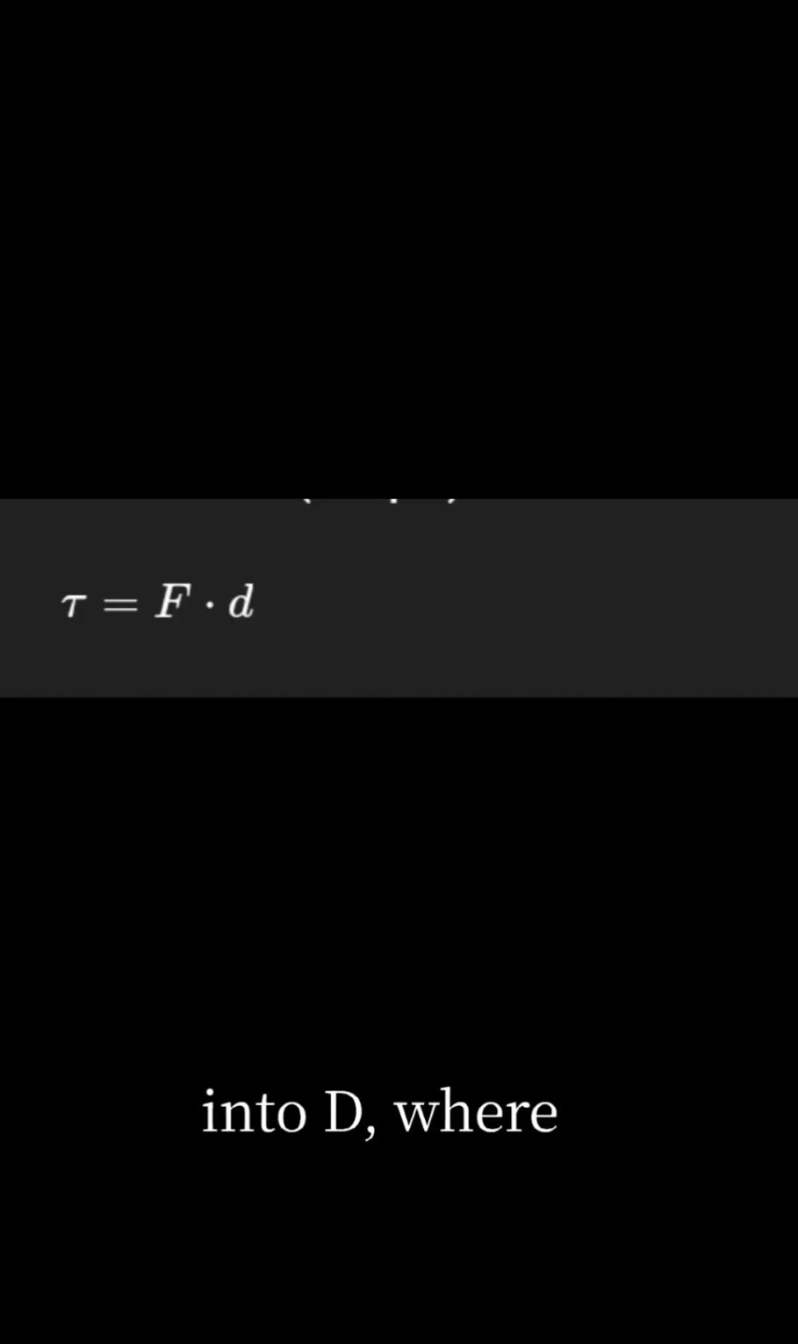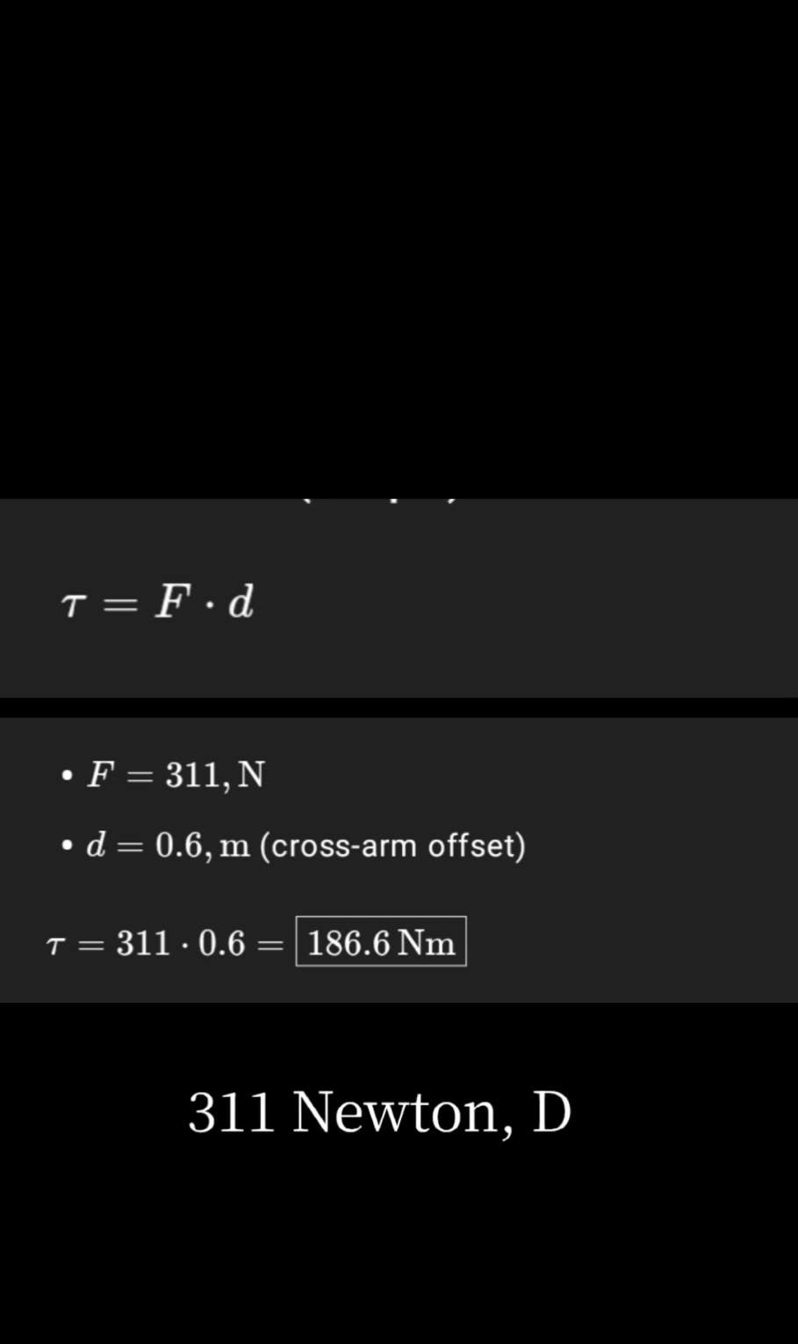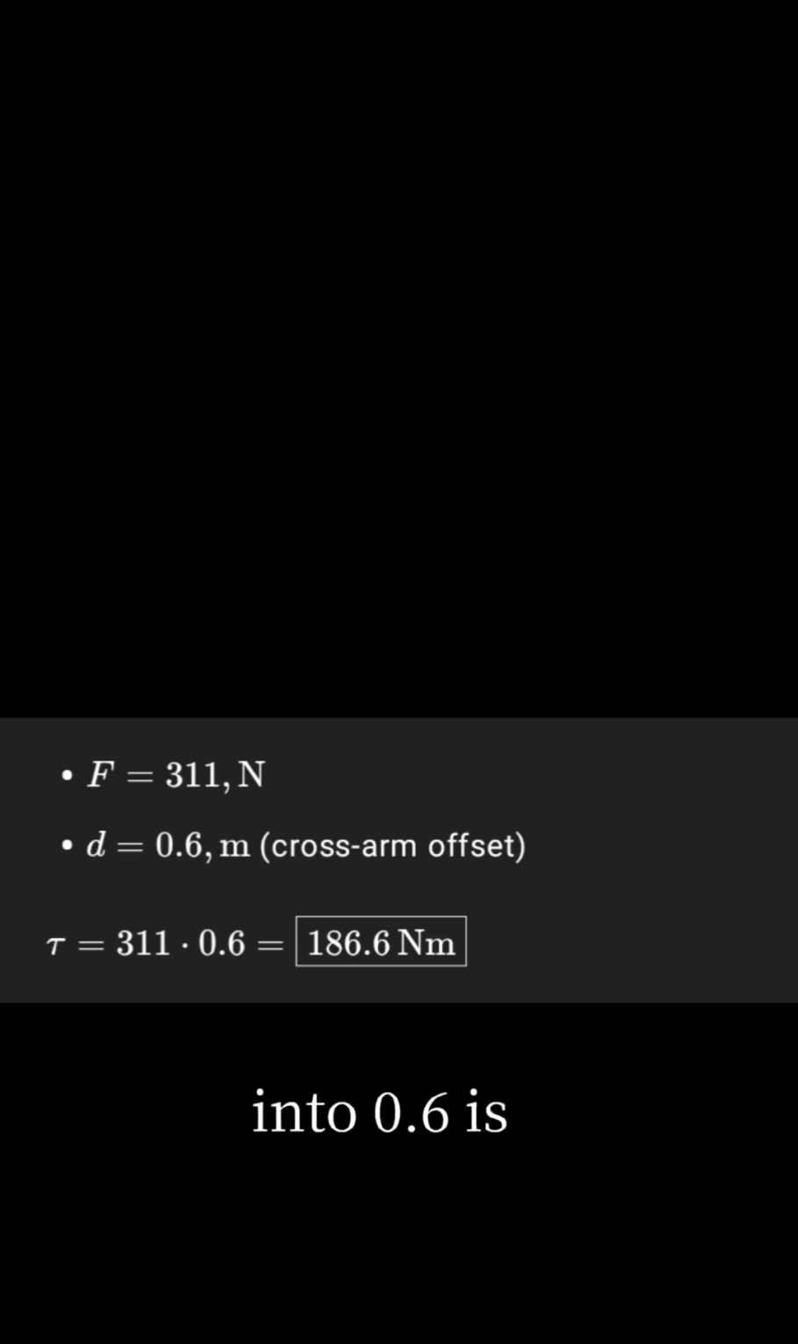Tau = F × D, where F = 311 Newton and D = 0.6 meter, the arm offset. We are taking this distance for the arm offset. Tau = 311 × 0.6 = 186.6 Newton meter. This causes twisting stress on the cross arm bolts and insulator neck.